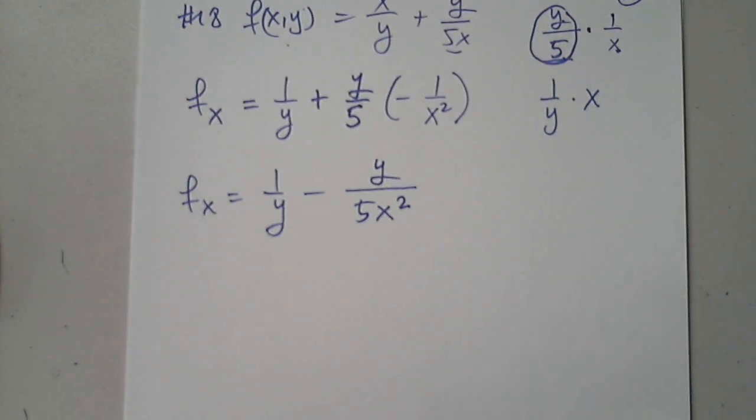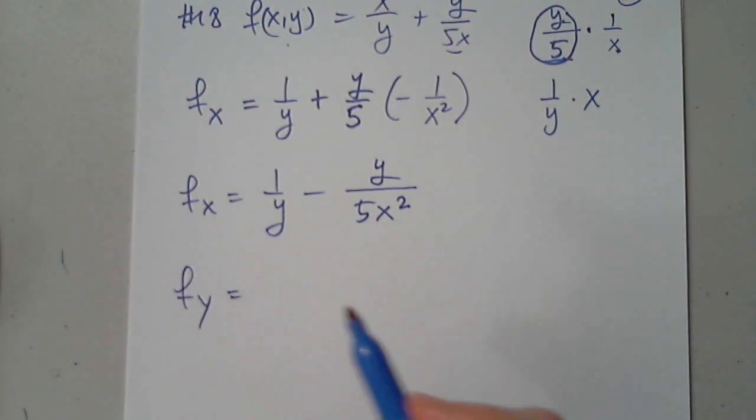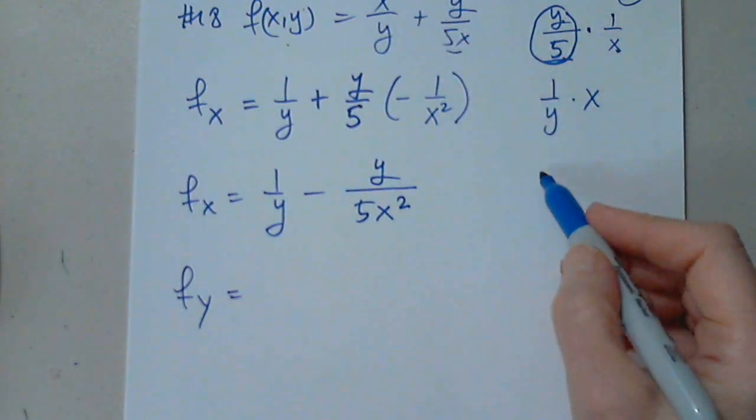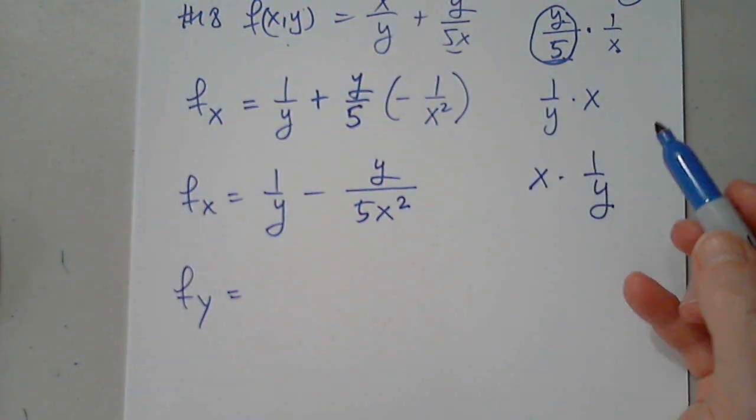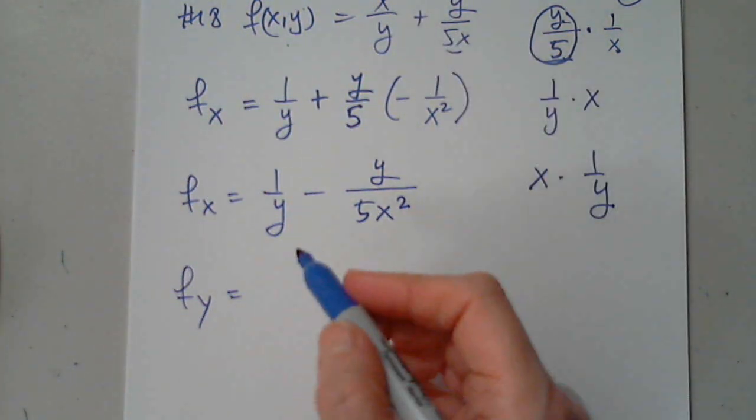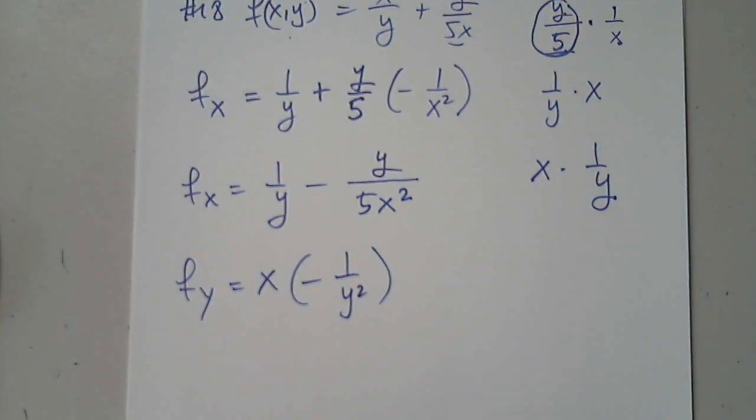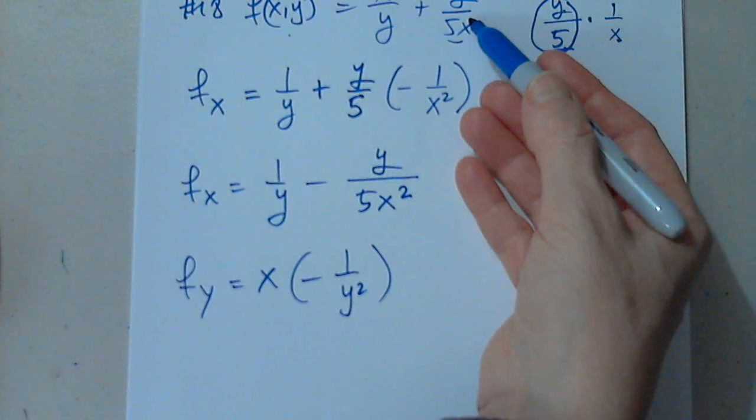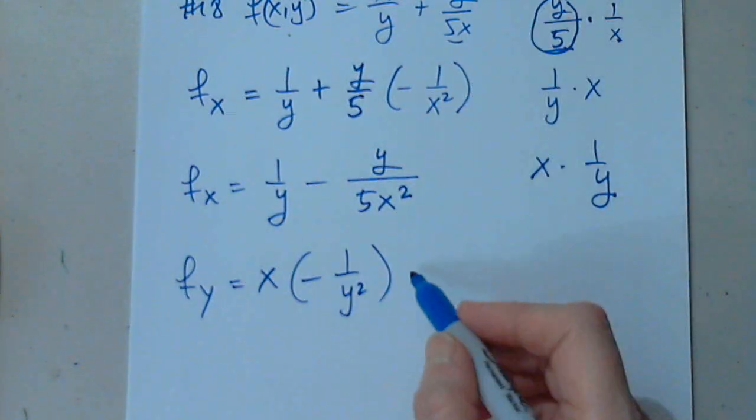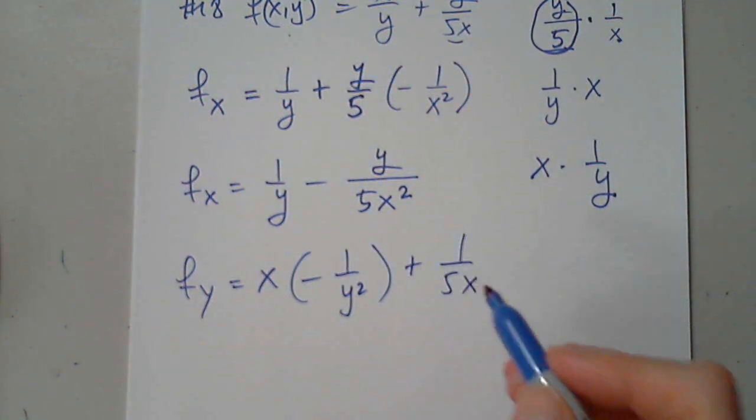Okay, good. So now fy. Now this is x times 1 over y. So when I differentiate with respect to y, I have x times negative 1 over y squared. Now this is easy, but when I differentiate with respect to y, I get plus 1 over 5x.